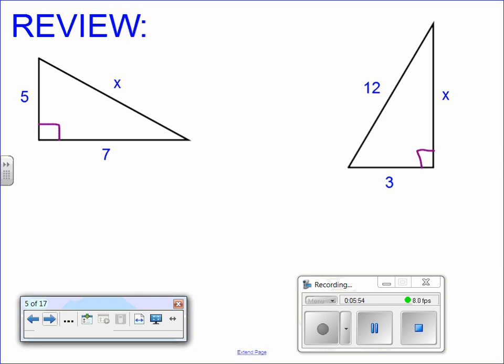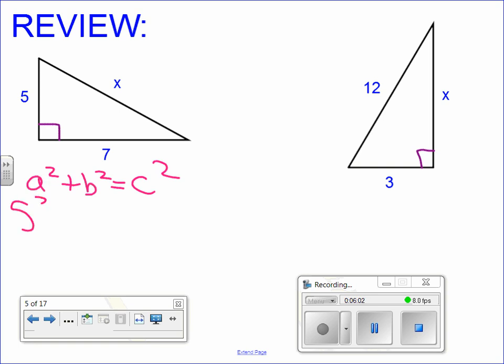So here's how the Pythagorean theorem works. It's a squared plus b squared equals c squared. It should all be reviewed for you. Where a and b are your legs, so your 5 and 7 are a and b values, and your c value is your hypotenuse, so it has to be the x in this case.